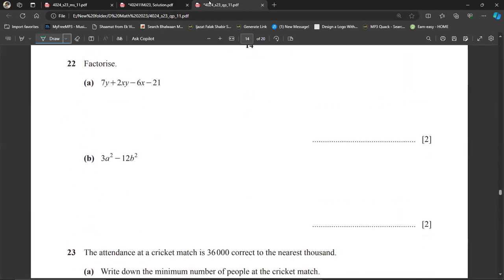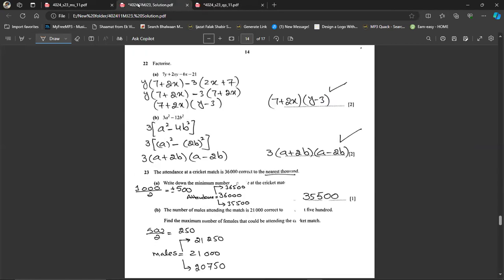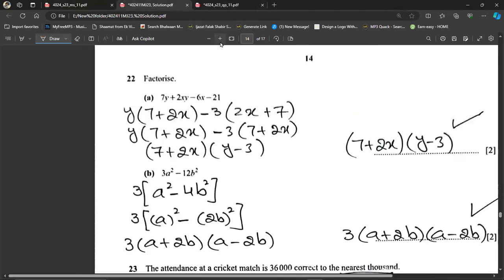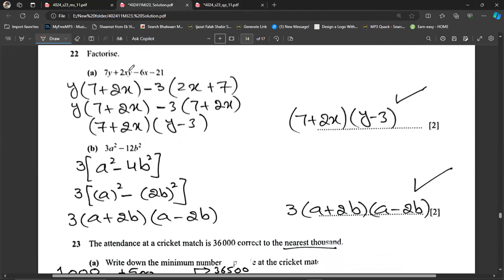Question number 22. He says factorize 7y plus 2xy minus 6x minus 21. So we have to factorize from the first two terms. I can take y common. So in the bracket, you are left with 7 plus 2x. And from the last two terms, take minus 3 common, so you are left with 2x plus 7. This bracket is 7 plus 2x, this bracket is 2x plus 7.